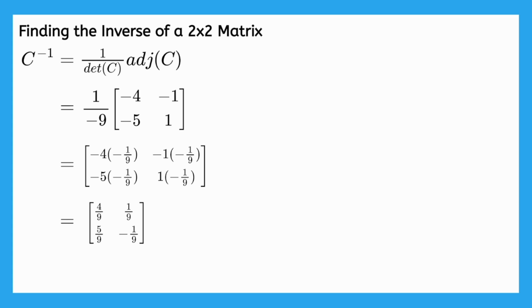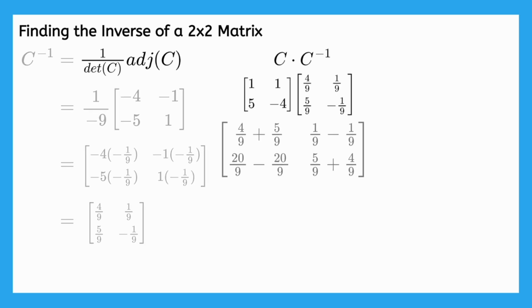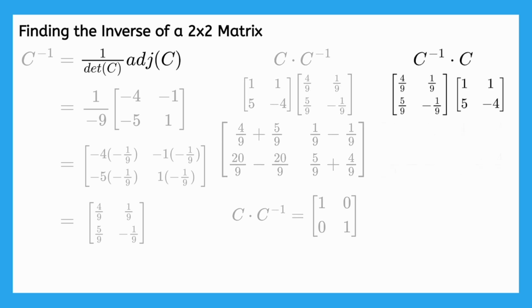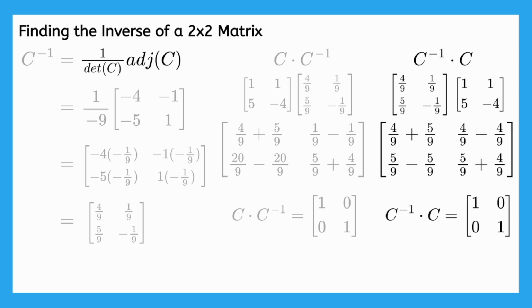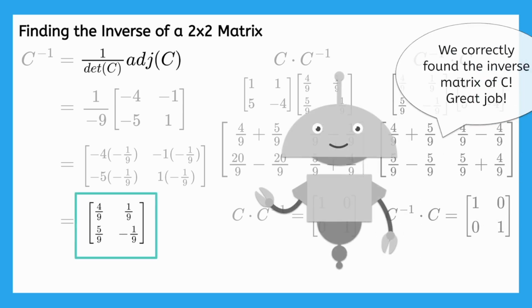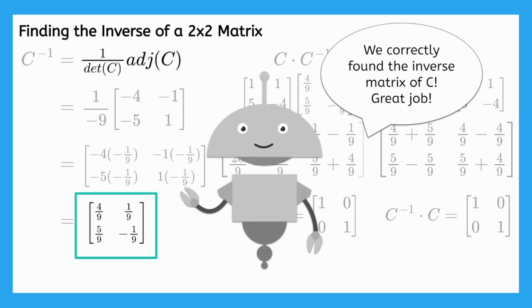Let's verify our work with matrix multiplication. When I multiply C times the inverse of C, we end up with the identity matrix. When I multiply the inverse of C times C, it also results in the identity matrix. So we correctly found the inverse of matrix C. Great job!